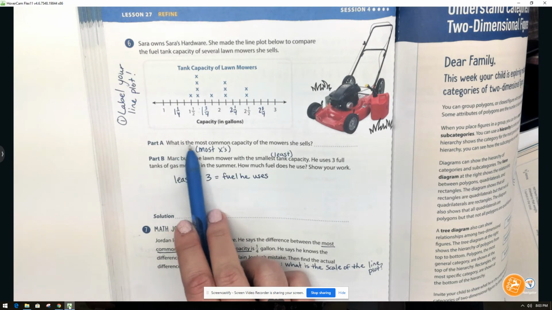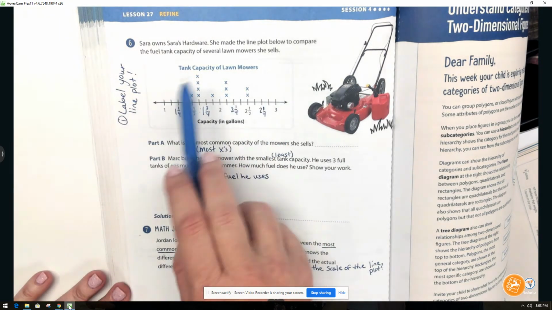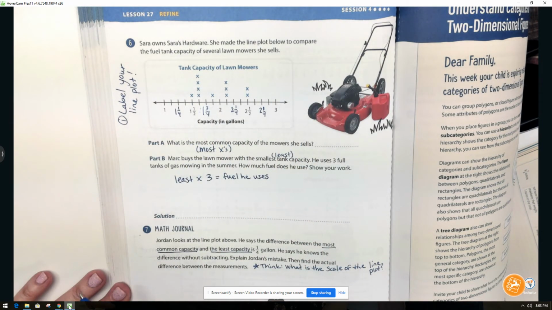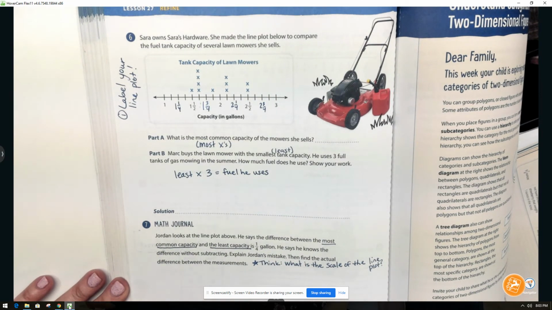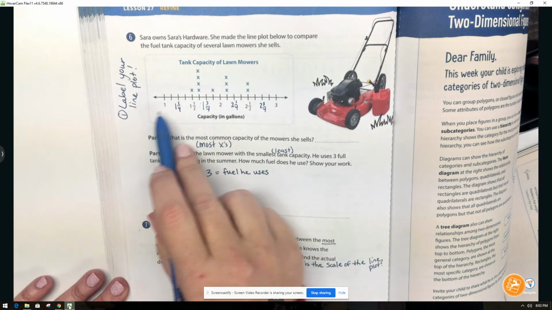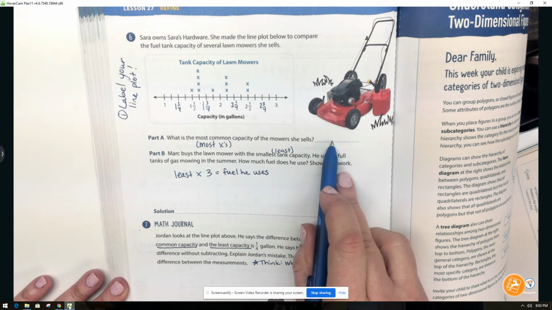Then for part A, it says, what is the most common capacity of the mower she sells? Which value do we have the most of? So you're not going to tell me the number of the mowers that have it. I want to know what is the gallons of, what is the number on the line plot that has the most X's. That's what you're going to put here.